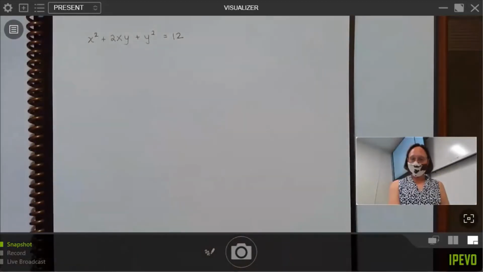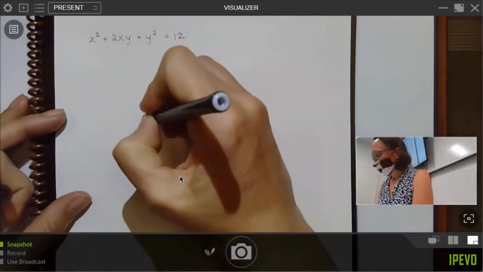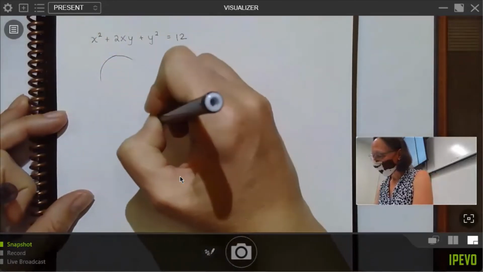Would you believe me if I told you it's like a tilted ellipse? It kind of looks like this.